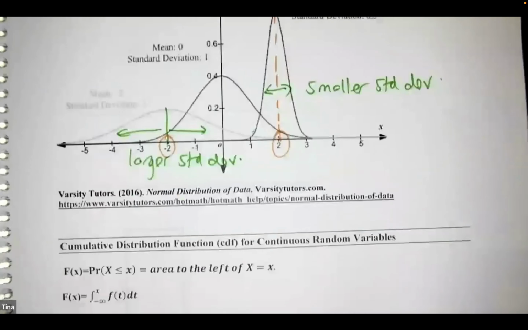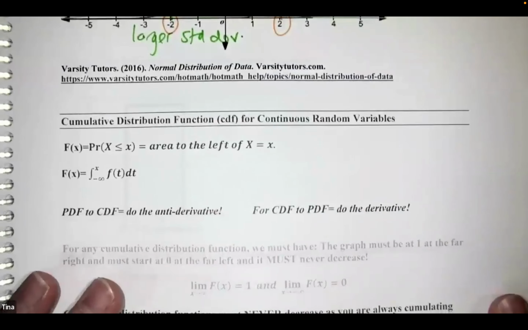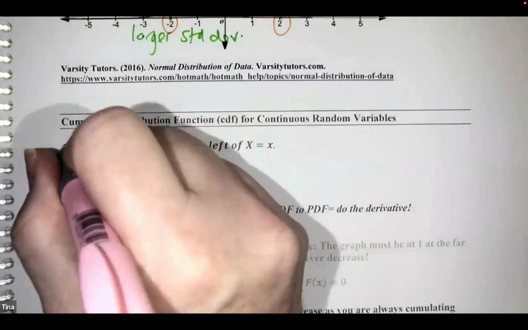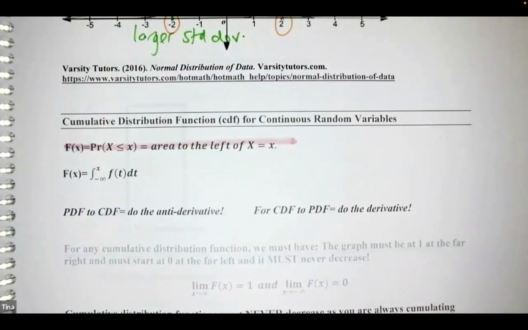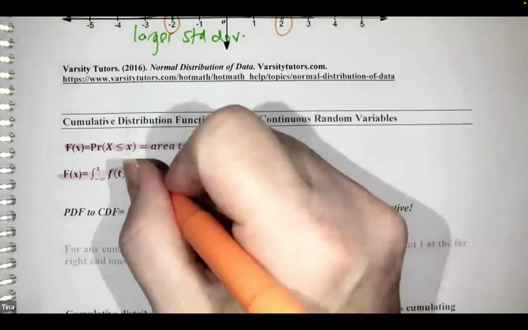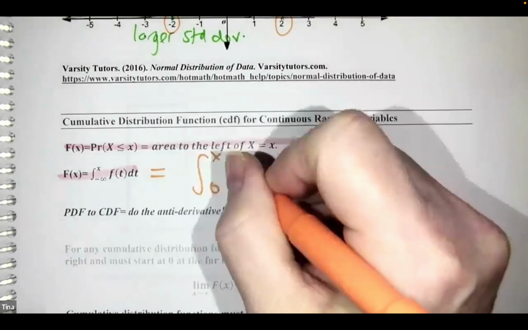Okay, so how does cumulative work with continuous versus what we did with discrete earlier? Well, the cumulative is the probability x is less than or equal to x, right? The whole area below this number. And we represent the area as an integral. Now, the technical definition is negative infinity to x of f of t dt. But for you guys, it's only going to go from 0 to x.